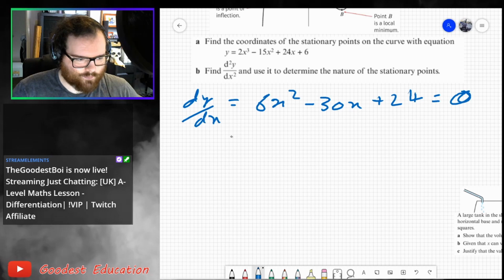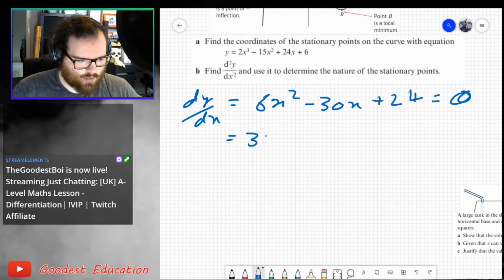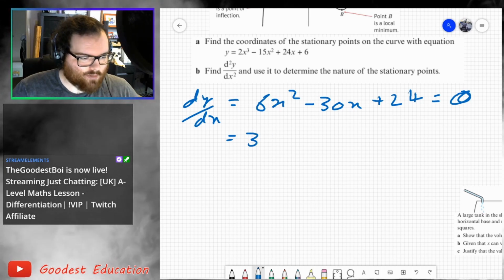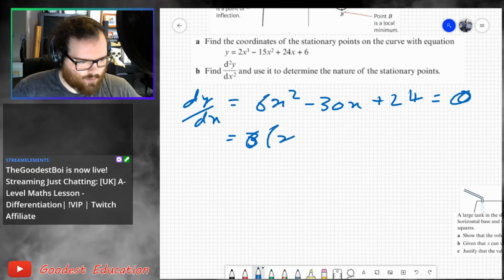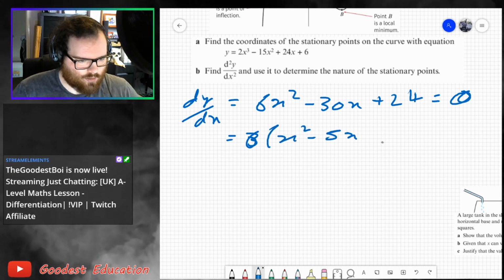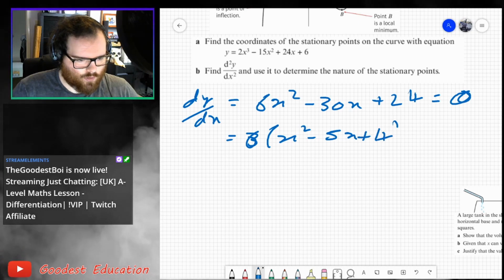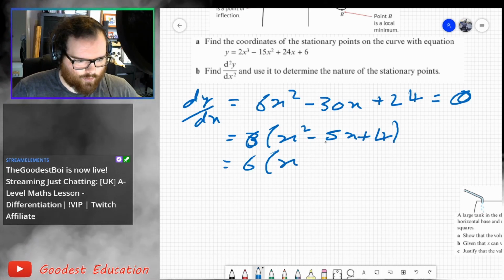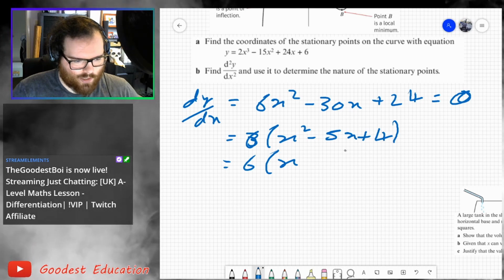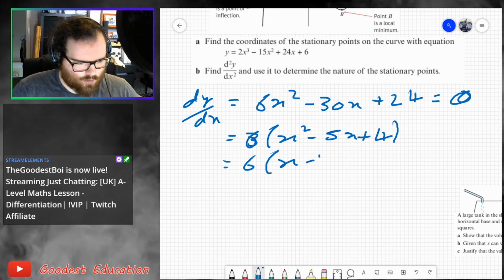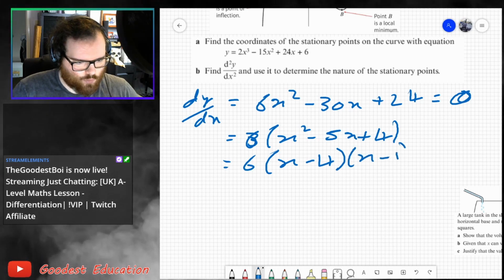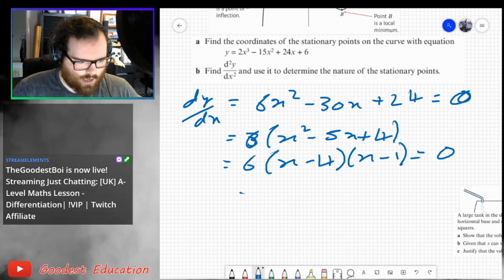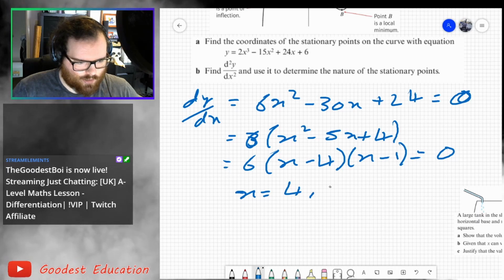And this is just a quadratic. So actually there's a factor of 6 running through here, so you can take a 6 out. Then it's going to be x squared minus 5x plus 4. So we want minus 5 by adding them together and 4 by multiplying them. There's going to be (x minus 4)(x minus 1) equal to 0. So then solving this quadratic, we're going to get x is equal to 4 and x is equal to 1.